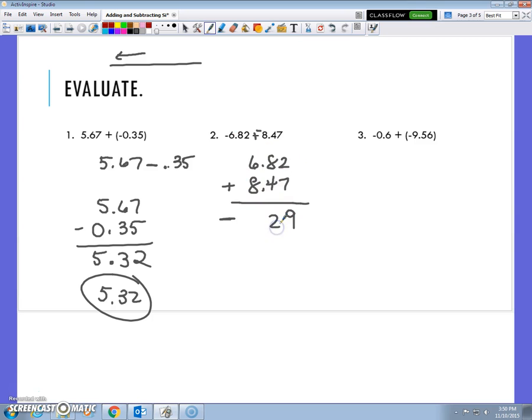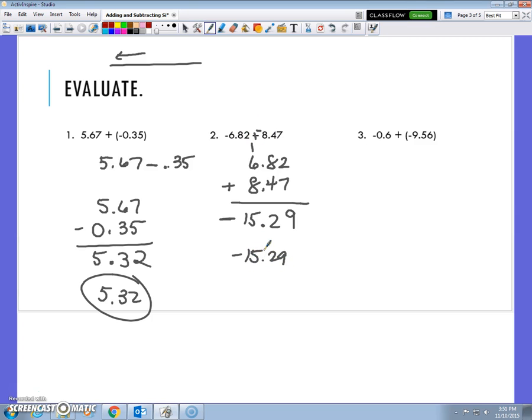9, 2, because 8 plus 4 is 12, so I put the 2 down and I carry over a 1. 8, 14, 15. 15, and then my decimal place, 15.29. So because they were both negative and I'm adding them together, my final answer is negative 15.29.